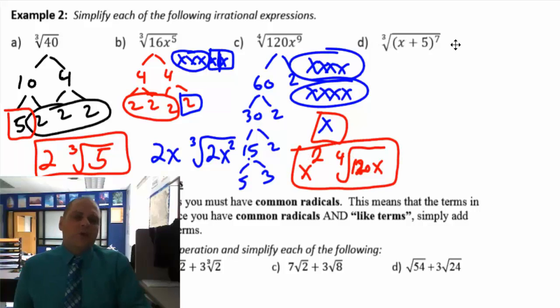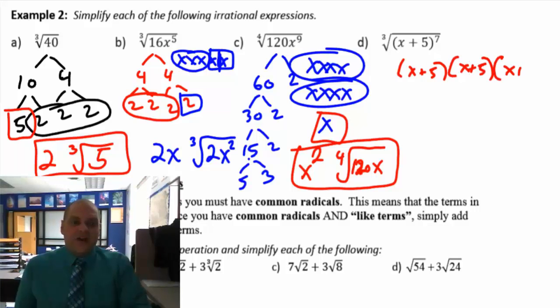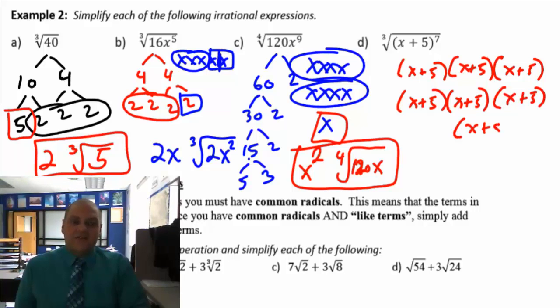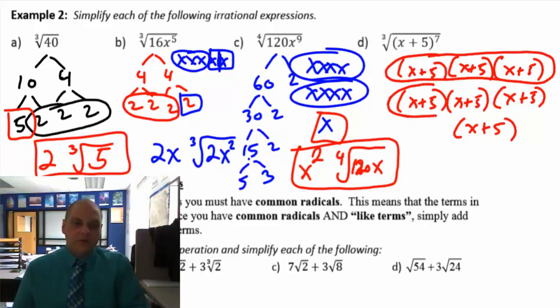Now back to cubic roots, but I have binomials. So this is x plus 5, x plus 5, x plus 5, x plus 5, x plus 5, x plus 5, x plus 5. There's 7 x plus 5s, basically, is what it's saying. Well, how many of them? I need 3 of them because I'm doing cubic root.